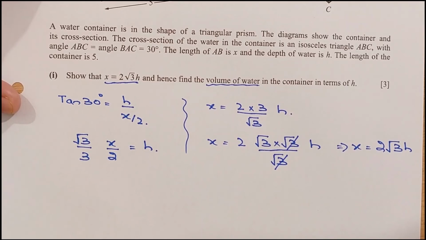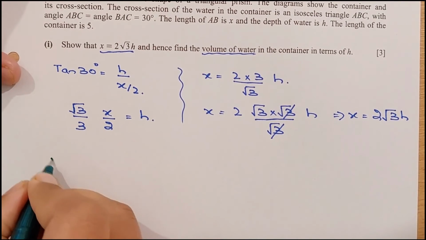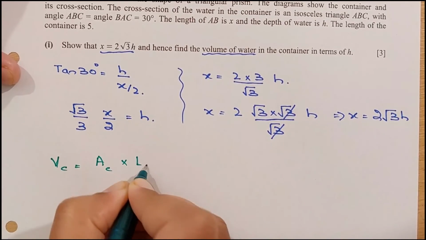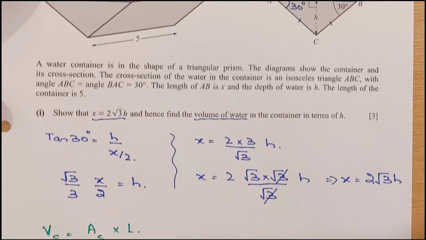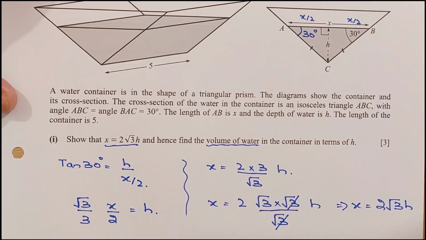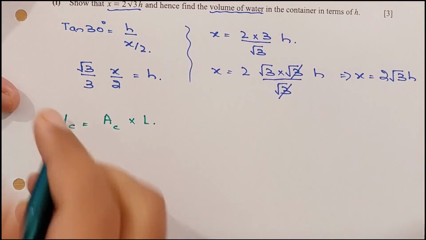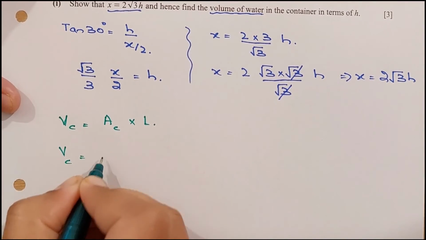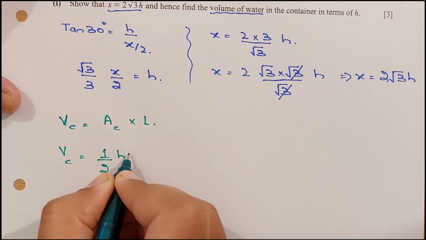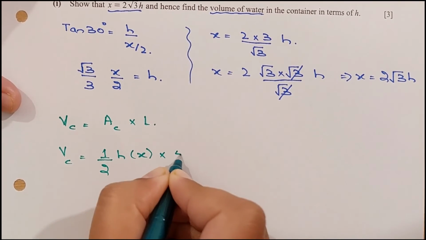Exactly the same. Now let me find the volume of water in the container. So volume of a container is area of cross section times the length of the container, right? Area of a cross section, the area of triangle ABC, is half base times height. Base is the x value and height is h, right? So the volume is half, the height is h and the base is x, times the length of the container, which is 5.